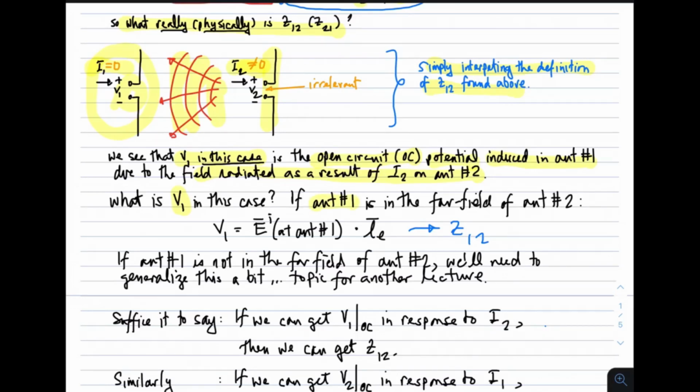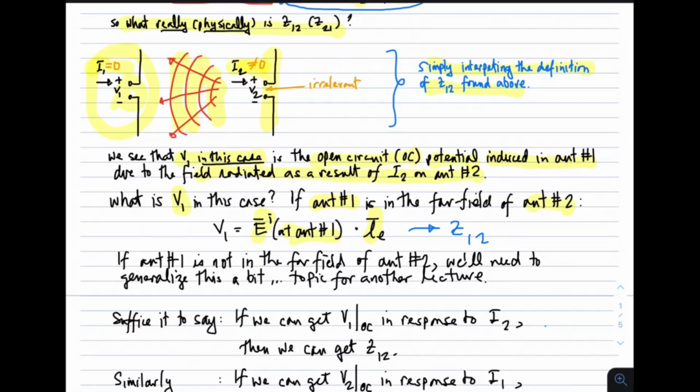If antenna 1 is in the far field of antenna 2, then we know exactly how to do that problem. In other words, we know how to find the open circuit voltage of an antenna that's in the far field of some other radiating antenna. Because that other radiating antenna creates an electric field, we'll call it E super I, and we know how to find the potential induced. That's just E super I evaluated at antenna 1, dot product with the effective length. So that was the topic of another lecture.